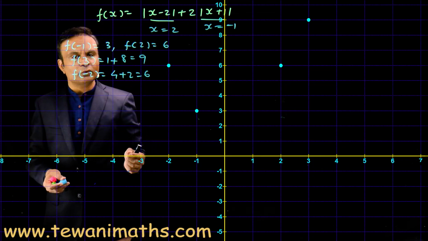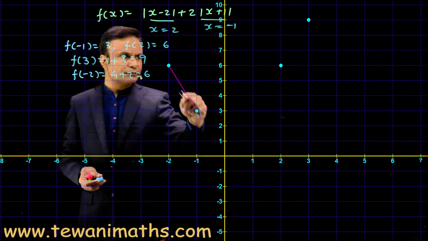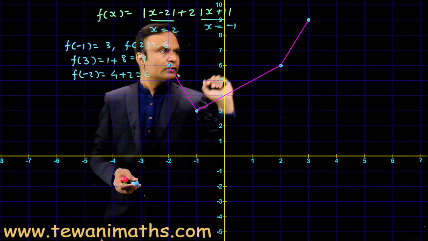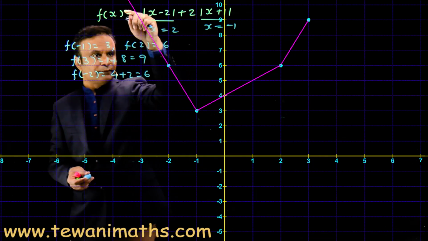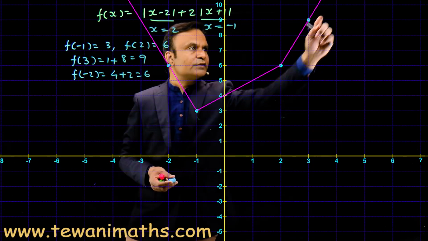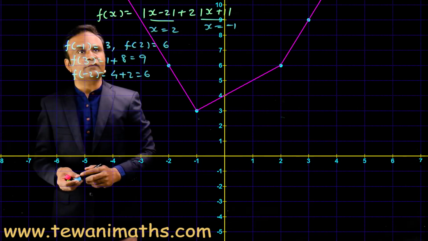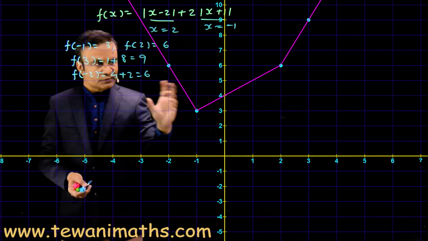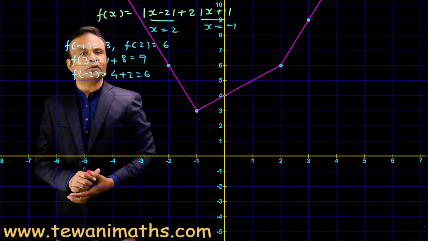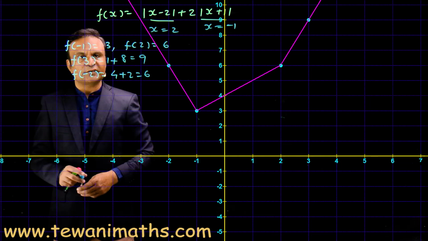Now we join these 4 points with line segments like this. Okay, we extend this ray and this ray. So this is the graph of this function. So this is the shortcut method to draw the graph of this type of functions.